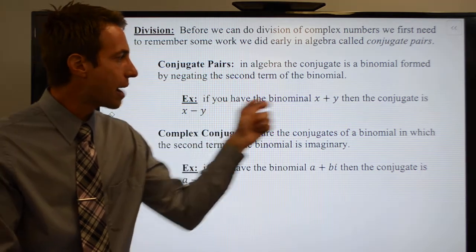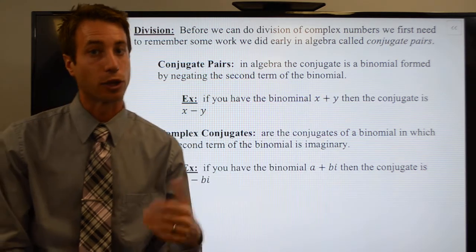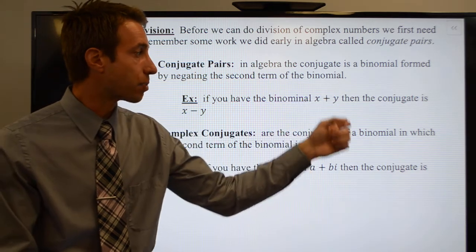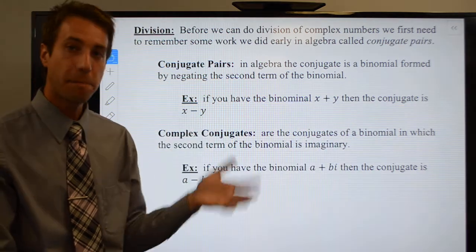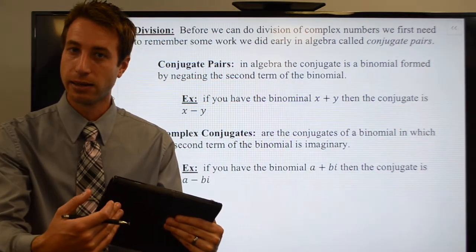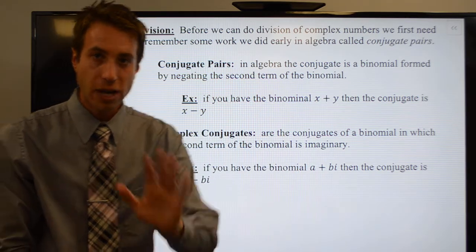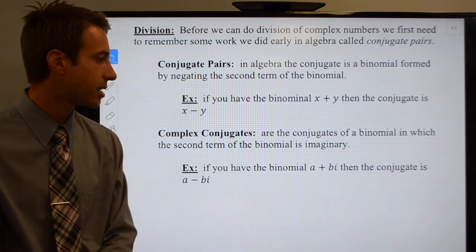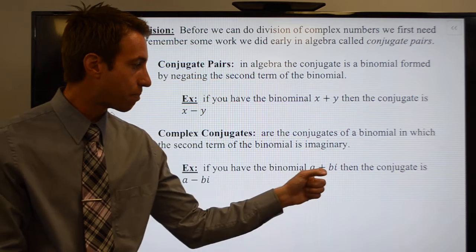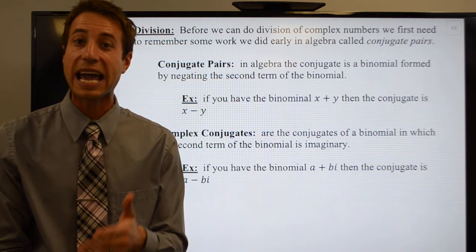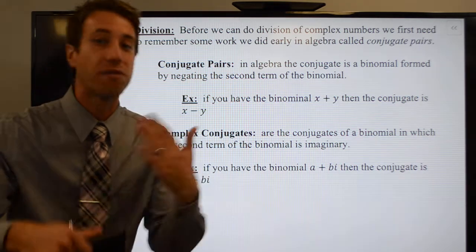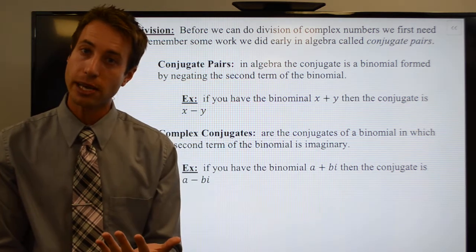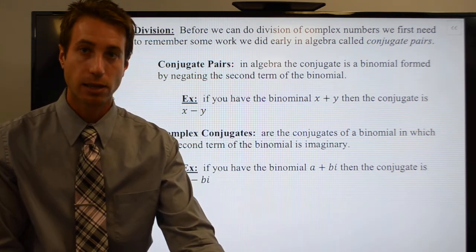For example, if you have a binomial x plus y, the conjugate would be x minus y. You simply change the sign of the second part of the number. We're going to do the exact same thing here, but now we call it a complex conjugate because we're dealing with complex numbers. So if you are given a plus bi, the conjugate would be a minus bi. Or vice versa, if you're given a minus bi, the complex conjugate would be a plus bi.